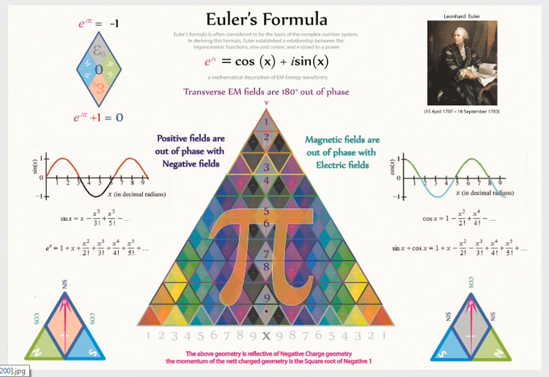If you apply Euler's formula to the pi geometry of charged fields, you can in fact solve for the square root of -1. It simply becomes the linear momenta of a negative charged field.